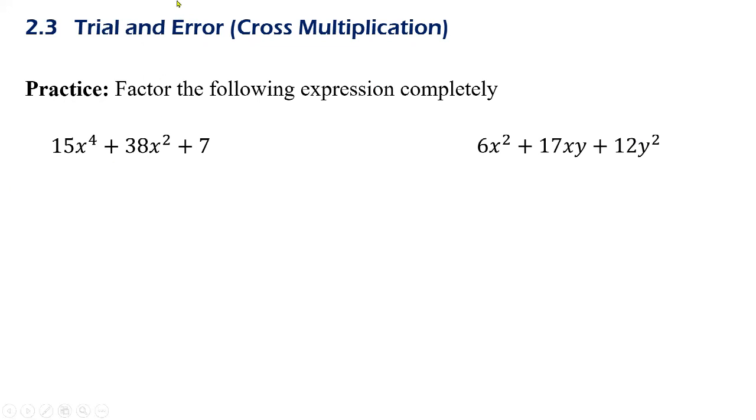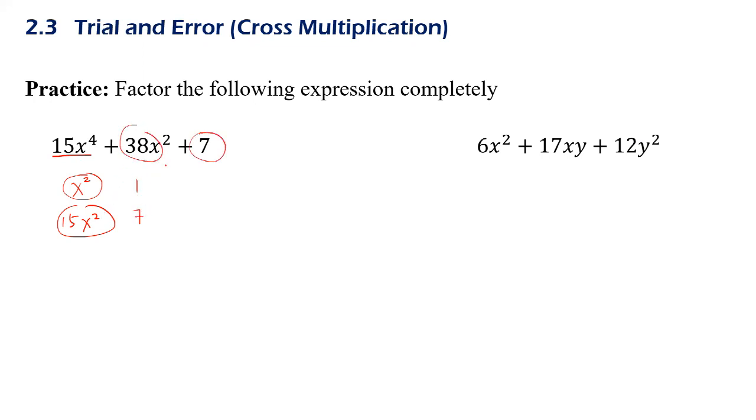All right, let's have a look at the solutions together. So note that the first term can be factored into either x squared and 15x squared, right? So if you factor it like this, you can see that no matter how you factor the last term, you will not get a 38, right?